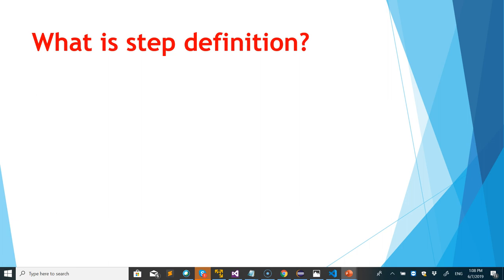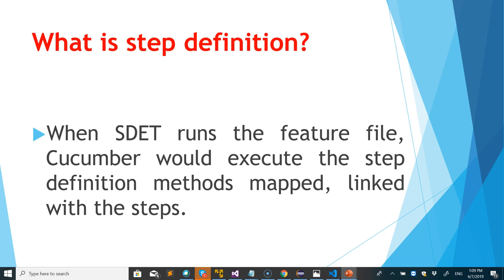Okay, what is step definition? After creating the feature file, we have to create a package named step definition, and in the step definition, when we run the feature file, we get some code snippets, and we have to map it, link it, bind it together with step definitions and the feature file together with the glue code, Cucumber glue code. We will come to know what glue code is and how we can bind together with glue code using Cucumber. Now, when software development engineers in test, software testers, software test engineers, or QA engineers run the feature file, Cucumber would execute the step definition methods mapped, linked with the steps.